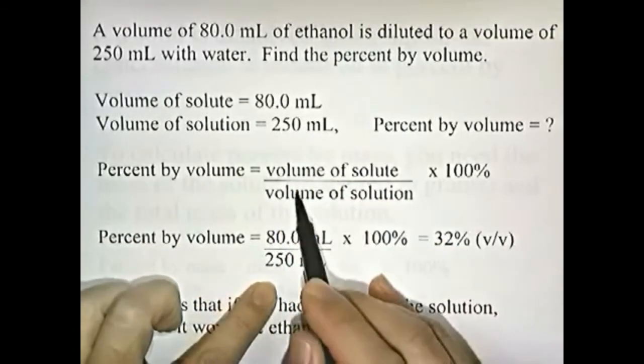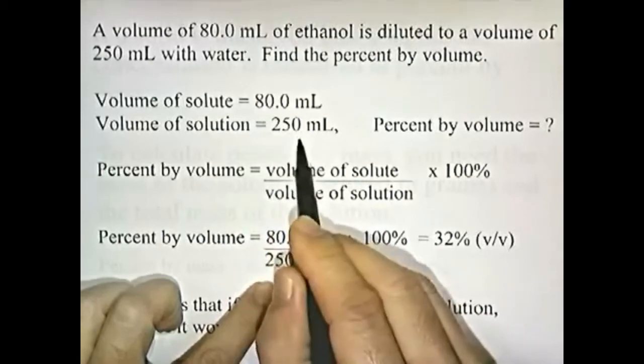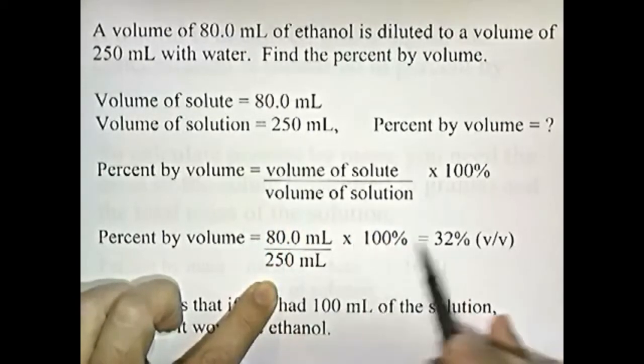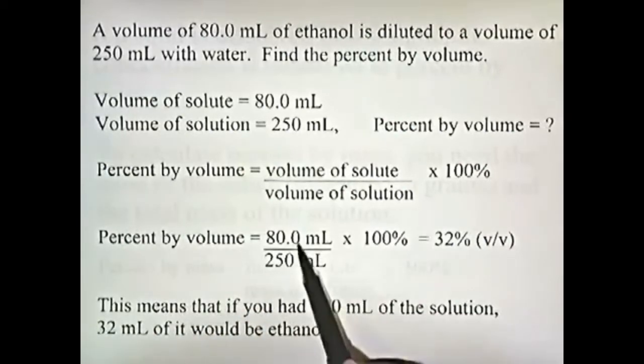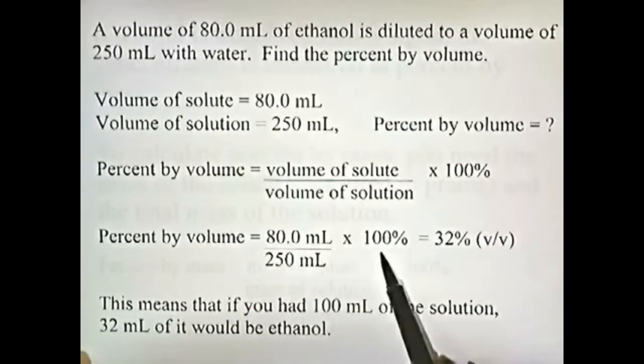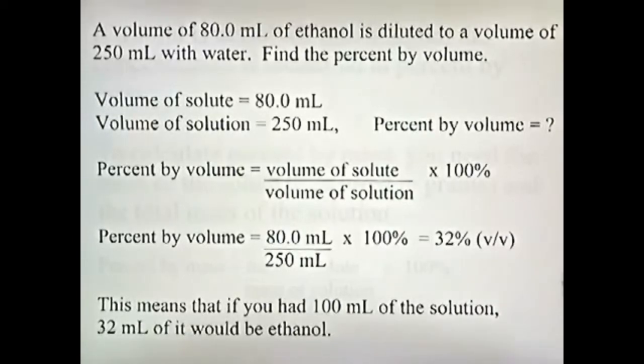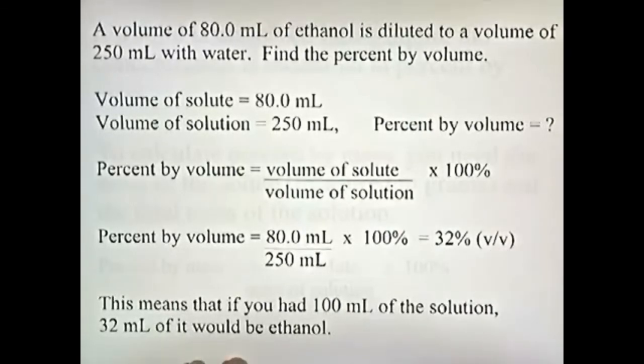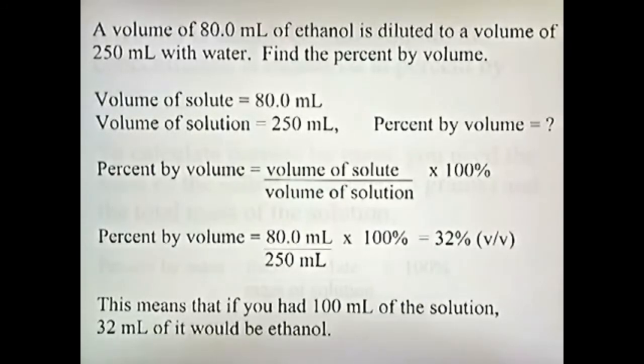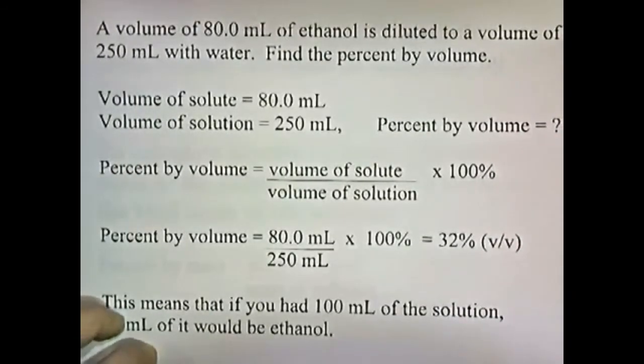Recall the formula for percent by volume. It's volume of solute divided by volume of solution. Okay, so just substitute them in the given. Volume of solute is 80 ml. Volume of solution is 250 ml. Just substitute in the given formula. Then multiplied by 100% using your calculator, you have the answer, which is 32% by volume. Okay, so that's the shortcut for percent by volume. So what does it mean? This means that if you had 100 ml of the solution, 32 ml of it would be ethanol. Okay, so those are the sample problems in calculating mass percent and volume percent.